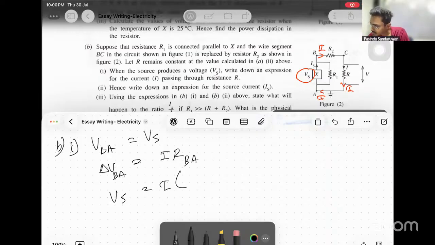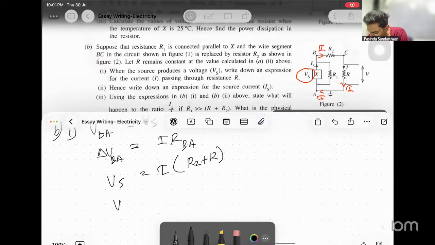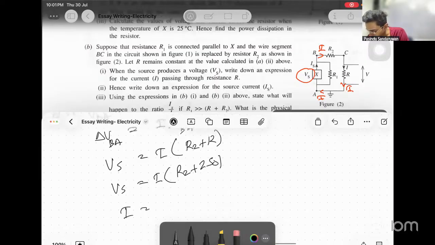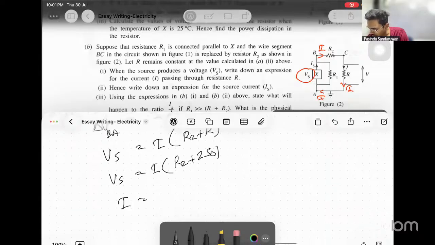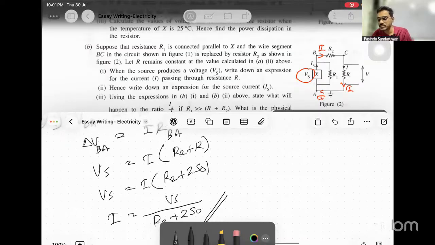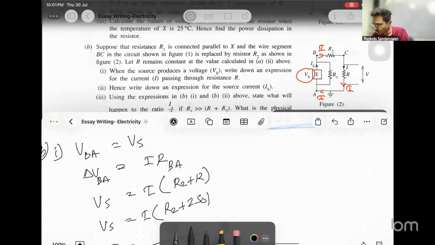Right, then RBA is R2 plus R, no? R2 plus R. Then Vs equals I times R2 plus R, which is 250. Now we need I. I equals Vs over R2 plus 250. Right? See, I is this. Now I is known. Then part 2.